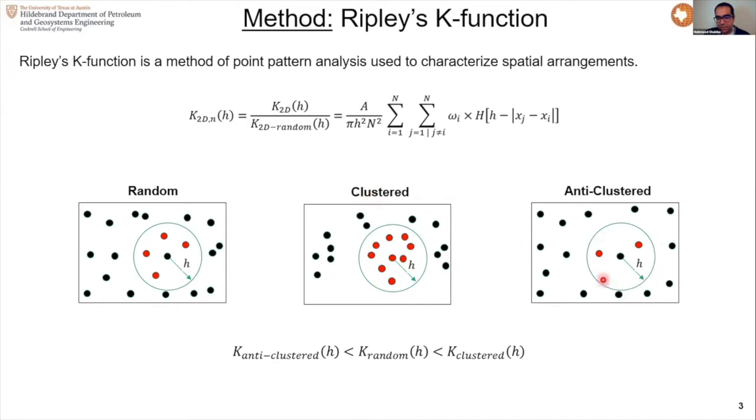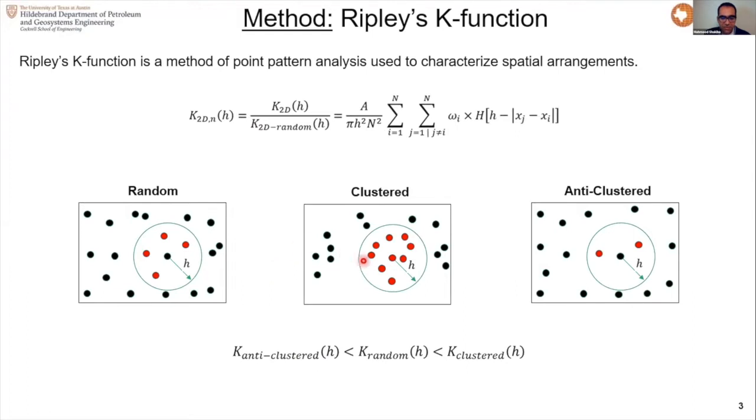If the number of neighbors is less than what we expect to see from a random distribution, then we call that pattern anti-cluster. So there's always a comparison made between what we calculate based on the K function and what we expect to see from a random distribution. The nice thing about Ripley's K function is that we can perform a multi-scale analysis. If we change the size of the circle, we can do the same calculations at another scale, and we can see if, for example, clustering or anti-clustering changes from one scale to another.